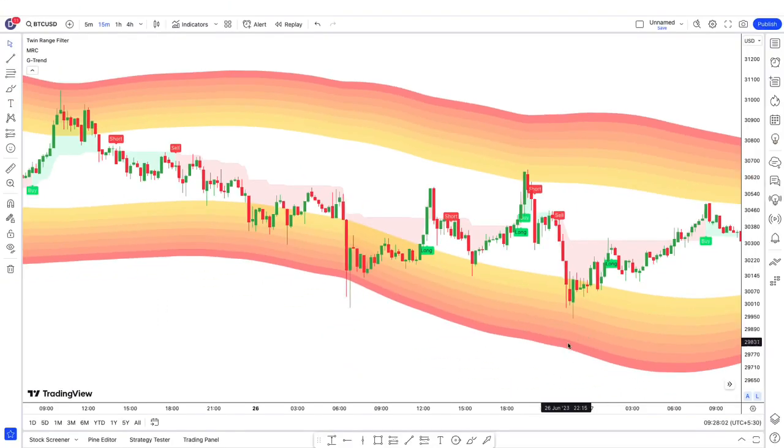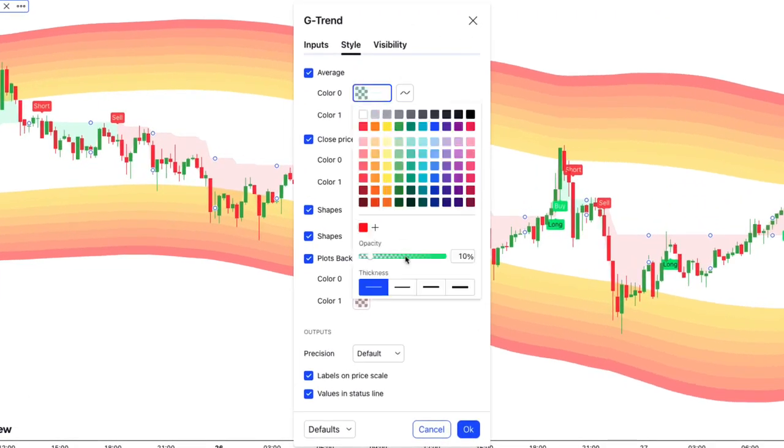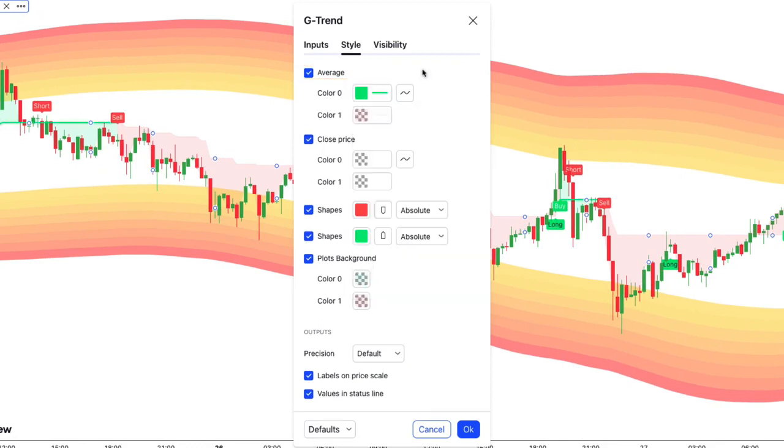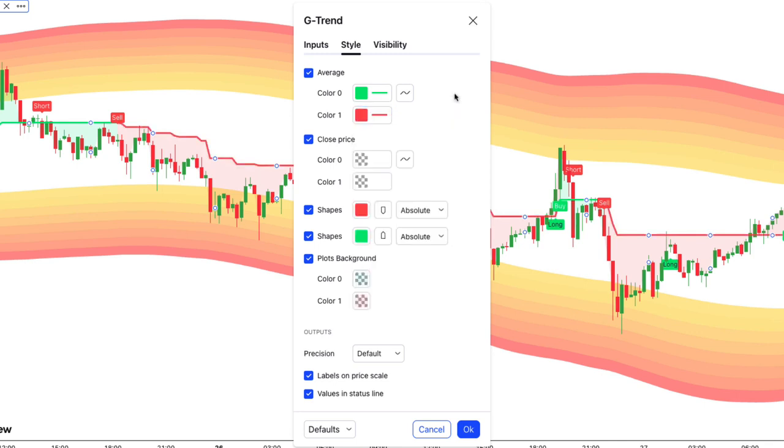The purpose of this indicator is to assist us in identifying the short-term trend of the market. However, we have the opportunity to enhance its visual representation. To accomplish this, let's access the G-trend settings and proceed to the Style tab. Enhance the visibility of the G-trend indicator. Let's adjust the opacity of color 0 to 100% and also set the opacity of color 1 to 100%. Additionally, we can increase the thickness of both color options to make them more prominent on the chart. Now, we can close the G-Trend Indicator tab.